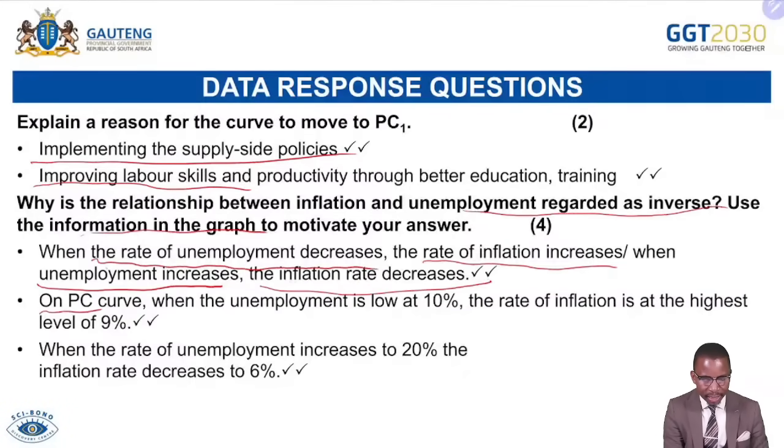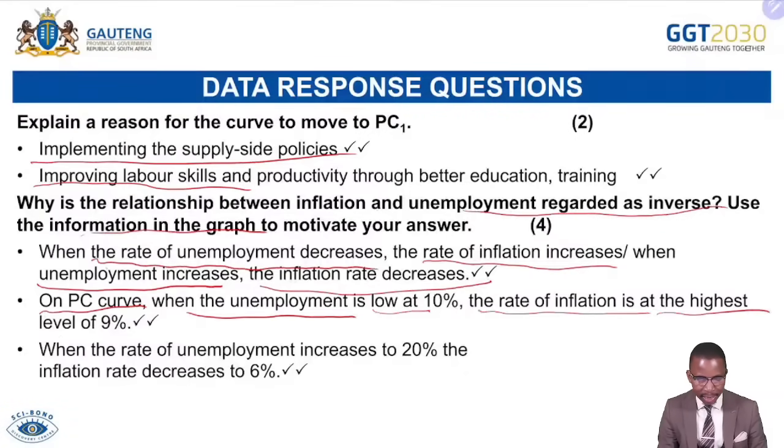So on the PC curve, when the unemployment is low at 10%, the rate of inflation is at the highest, which is 9%. When the rate of unemployment increases to 20%, inflation rate decreases to 6%. Then that indicates an inverse or negative relationship between unemployment and inflation. Let's go back then. So it is negative, theoretically, it is negative again, besides looking at the graph.